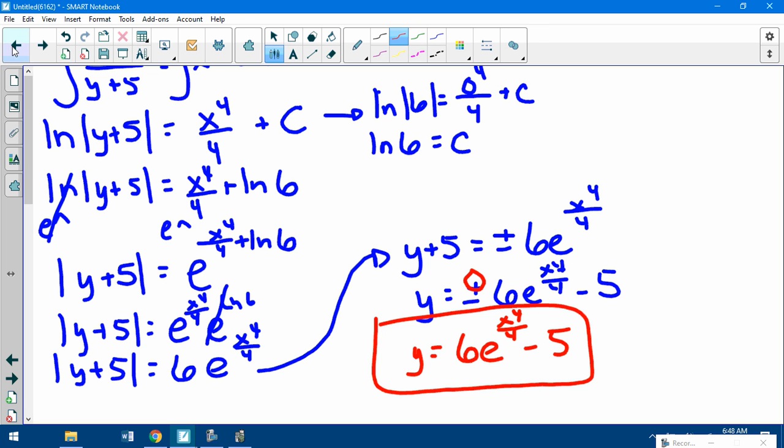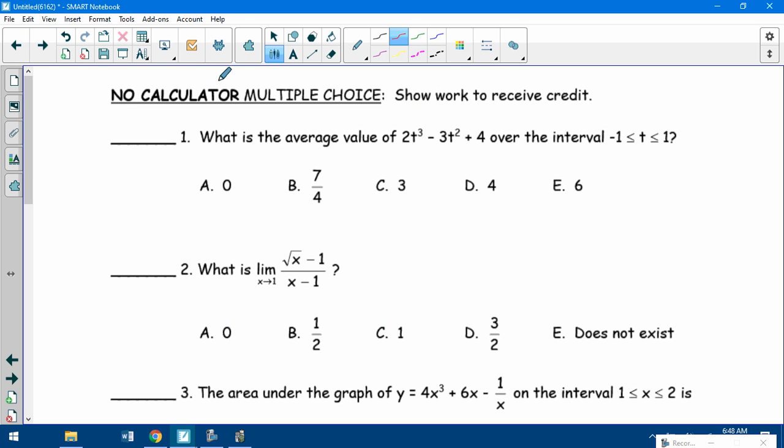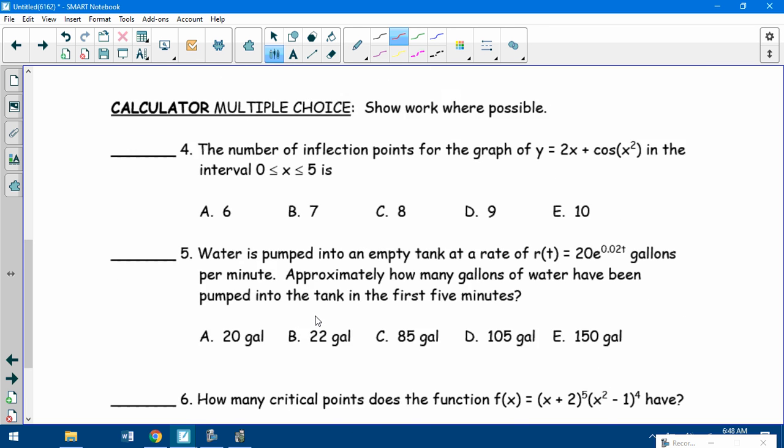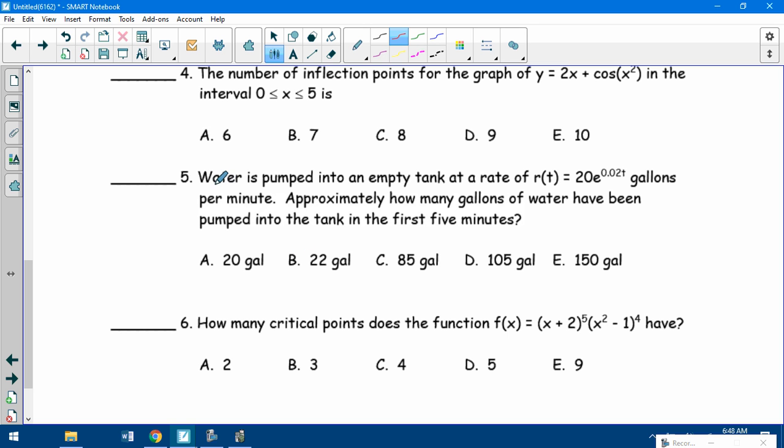Okay, on the back, there's multiple choice. Only a couple things I want to mention. No calculator on 1, 2, 3, so make sure you're showing enough work for me to believe that you didn't use your calculator on those. If I think you did use your calculator, you'll lose some points. And the only other one that I thought was worth mentioning was number 5.